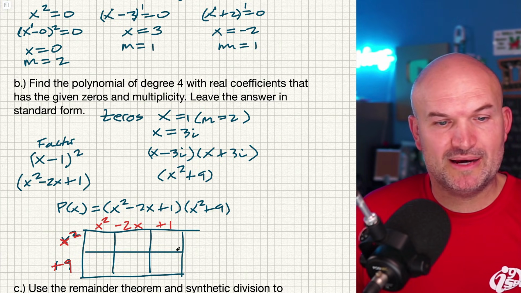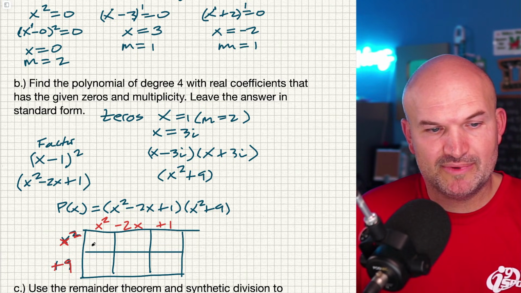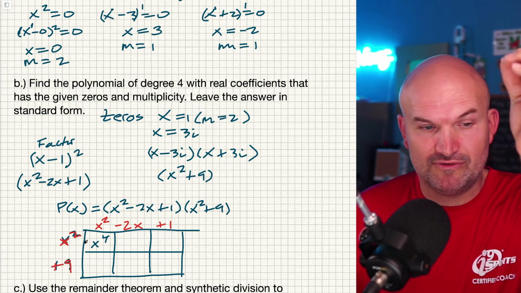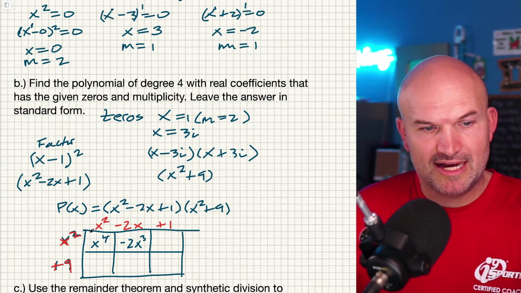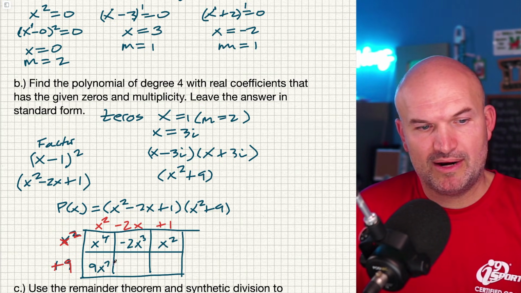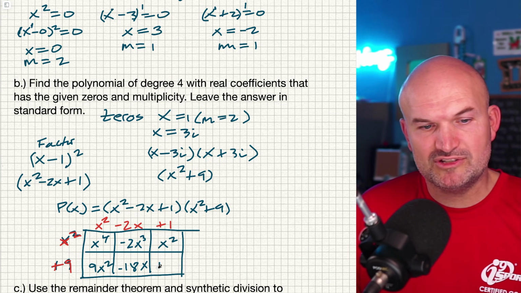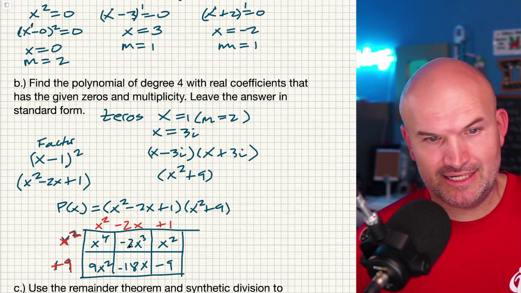And then remember, multiplying, guys, you're just finding the area. So you're just going to do length times width for each box. In this case, I'm going to have x to the 4th. x squared times x squared is x to the 4th. x squared times minus 2x is minus 2x cubed. x squared times 1 is x squared. x squared times 9 is 9x squared. 9 times minus 2x is minus 18x. And 9 times 1 is plus 9.